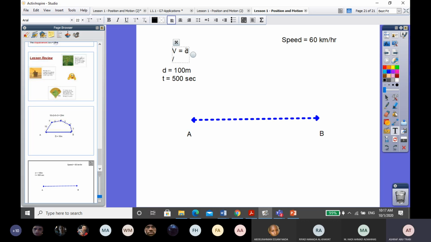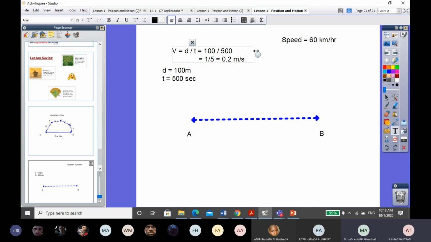Velocity is distance over time. Distance is what, guys? 100. The time is what, guys? 0.5. So now it will be equal what? 100 over 500 is 1/5, 0.2. Equal 0.2. What is the unit here, guys? Meter per second.